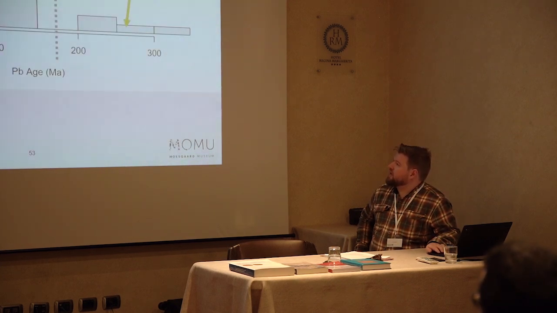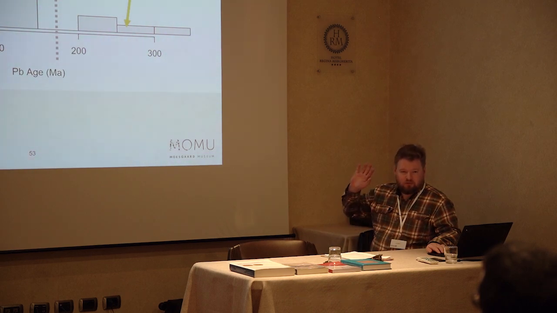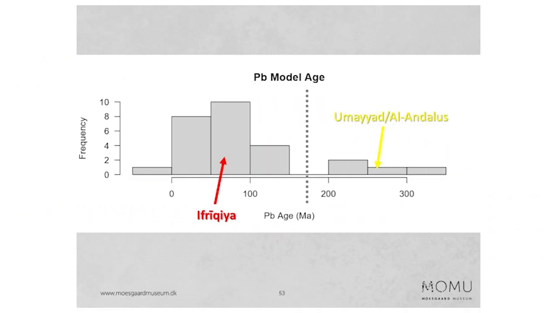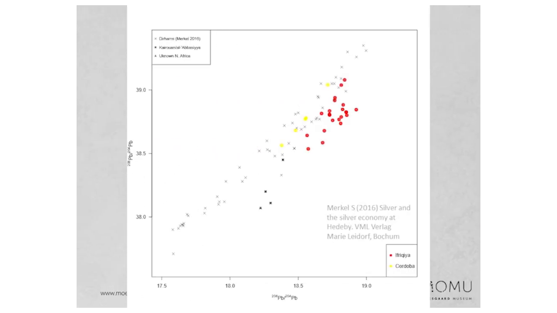So the yellow is the ones we're not as interested in, but they're there for the sake of illustration and for interest. It's the red ones that we're asking the question about, from North Africa. These are plotted against Stephen Merkel's data from his previous work, his thesis, just to show we're in the same realm of dirhams.